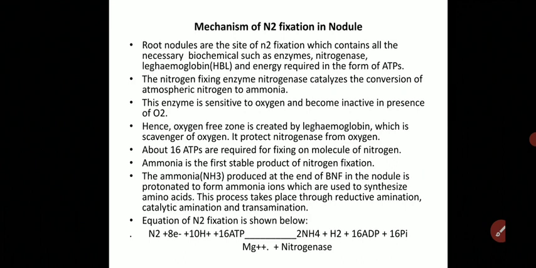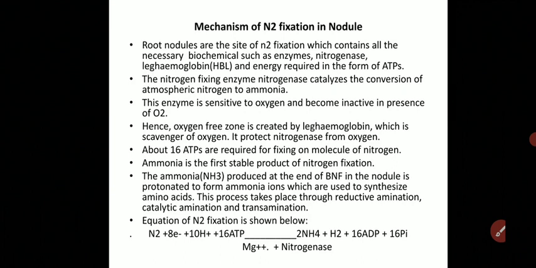Inside the nodule, the nitrogen fixing enzyme, that is nitrogenase, catalyzes the conversion of atmospheric nitrogen to ammonia. But this enzyme is very sensitive to oxygen. It is damaged or becomes inactive in the presence of O2. Hence, an oxygen-free zone is created by leghemoglobin, which is a scavenger of oxygen. It protects nitrogenase from the oxygen. And in this process, about 16 ATPs, that is energy, are required for fixing one molecule of nitrogen.